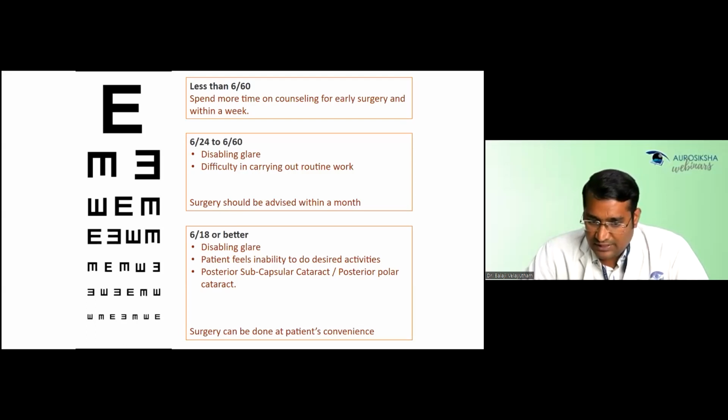For the third level, if the vision is 6/18 or better, is when we'll have to make a lot of choices. If the patient is a driver whose occupation, whose ability to earn, depends on his vision, then you have to advise the surgery a lot earlier than for a patient who is retired, who doesn't have much driving to do, who's very comfortable doing his desired day-to-day activities. Such a patient, you can give a choice of having a review checkup maybe 2 or 3 months later and see how the cataract progresses and probably take it from there.